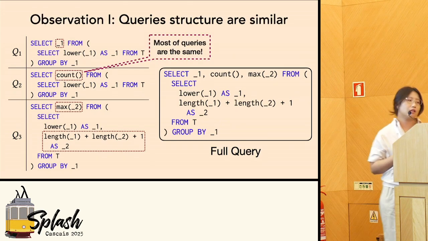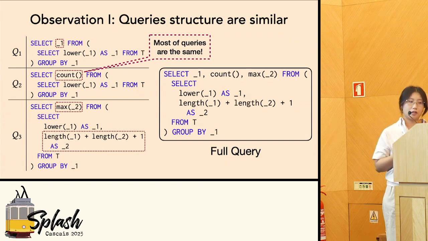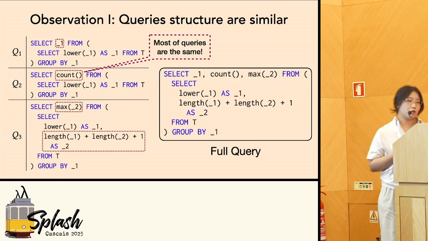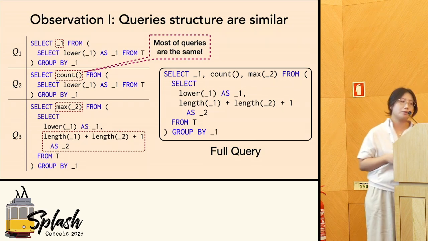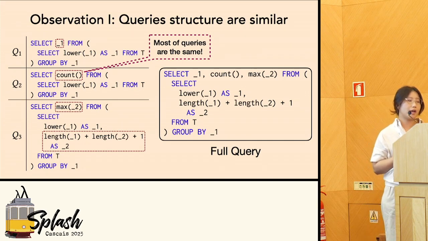However, if we take a closer look, we realize that a large part of the column queries are actually shared. Only the portion I outline over here actually differs between various column queries. This is the heart of our first observation, that much of these column queries are actually the same.